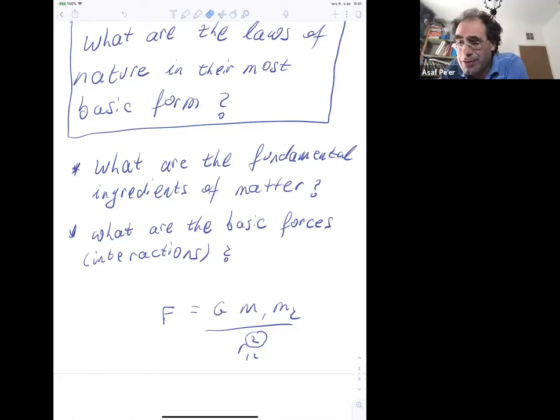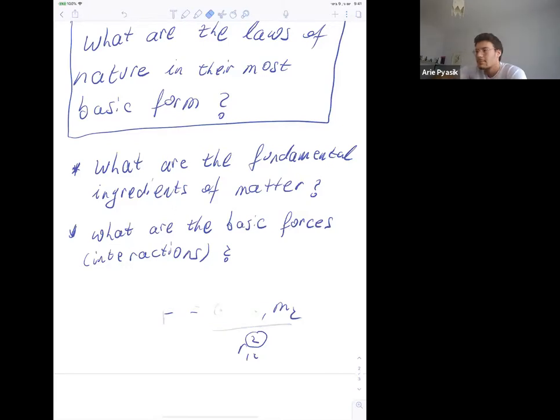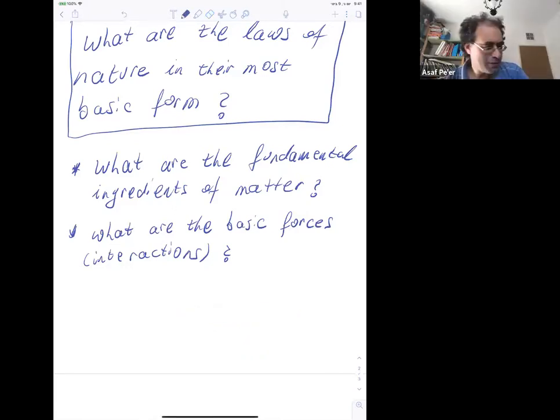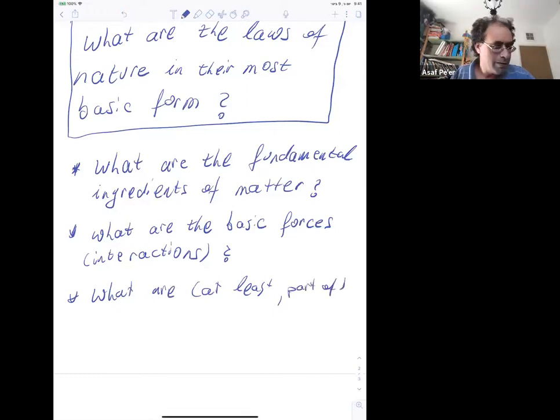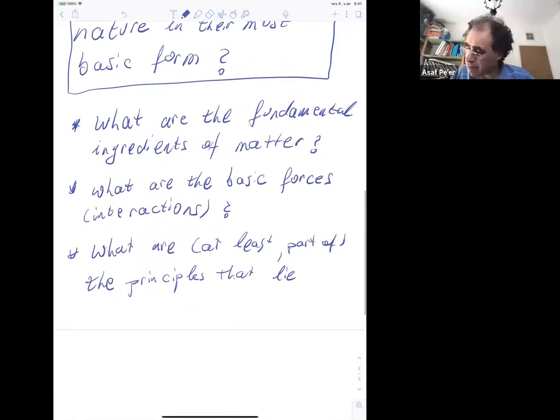But the question is the right one, right? Also in electrostatics, it's very simple, right? But why is that? Did you ever think of that? Why is that 2? Why not 2.0769? So the next question is, what are at least part of the principles that lie behind the laws of nature?